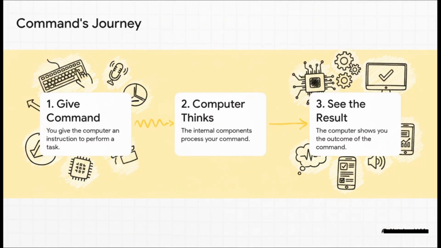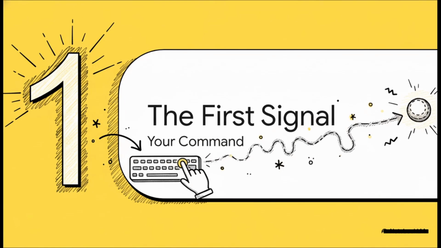To make sense of it all, we're going to break it down into 3 simple phases. First, you give the command. Second, the computer does its thinking. And third, you see the result. That's it. That's our roadmap for the next few minutes. Okay, so let's start at the very beginning.